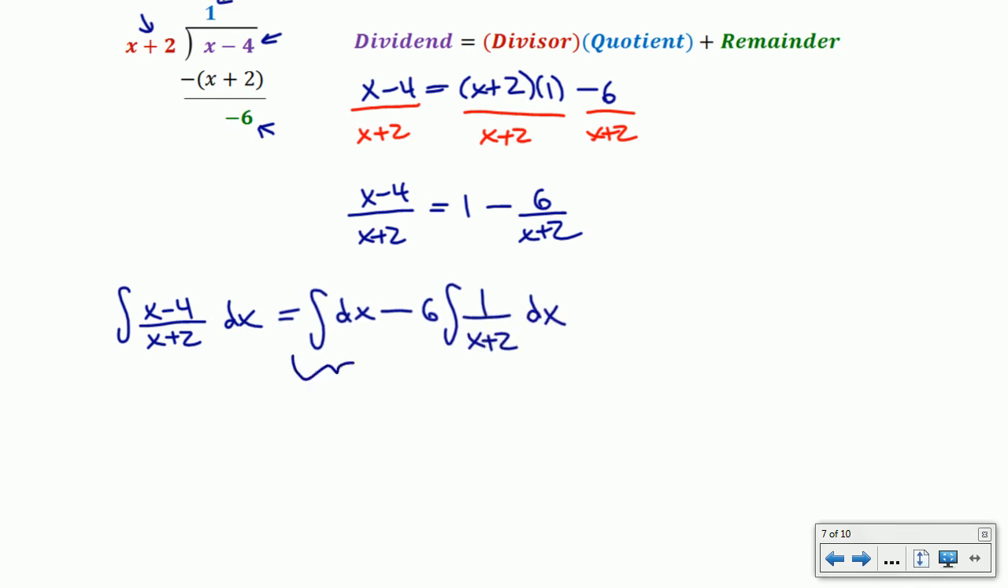This first one is quite simple to do. It'd just be x, and this one here would be ln of x plus 2. So we have subtract 6 ln of x plus 2 plus c.